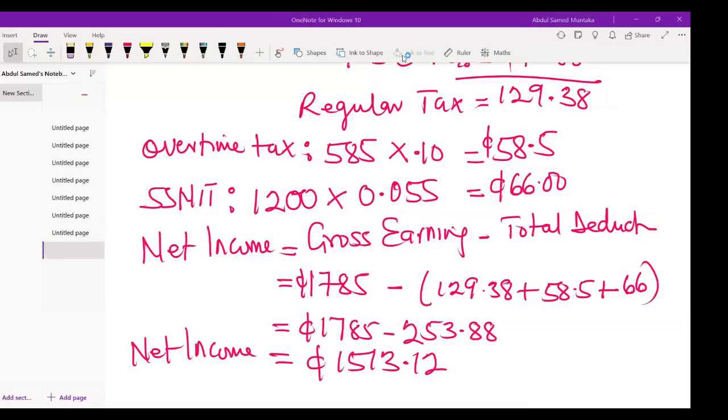$1,513.11. Good. Thank you all. So use this to practice. There were two workers, Precious and Papa. So use this to calculate the net income for Papa.